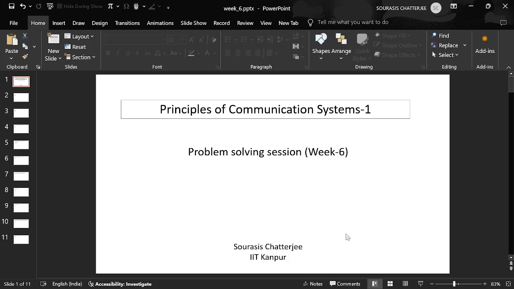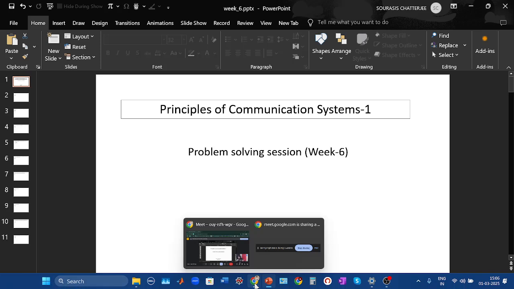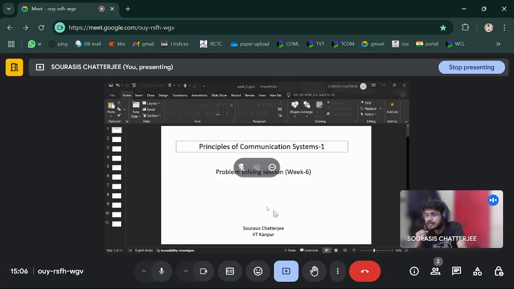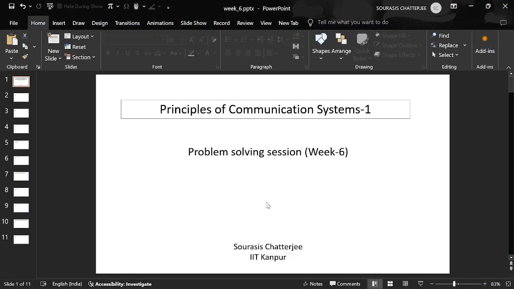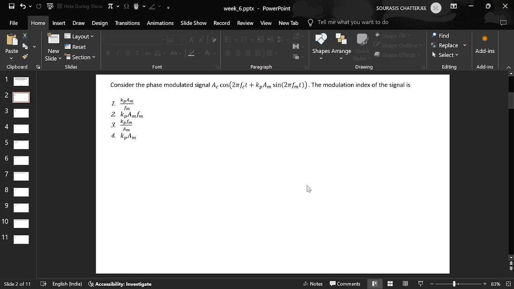So now we are moving into angle modulation. Angle modulation basically covers frequency and phase modulated signals. The pattern will remain the same. We are going to discuss one problem, and the plan is to reiterate the key concept behind it so that you can solve similar problems of that kind. Let us begin with our first question.